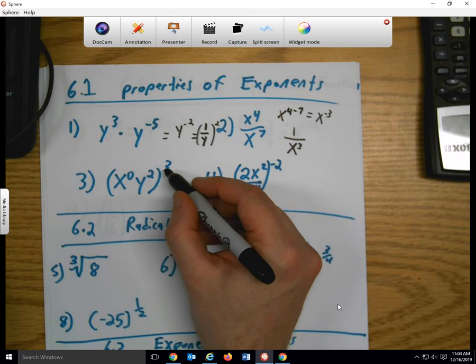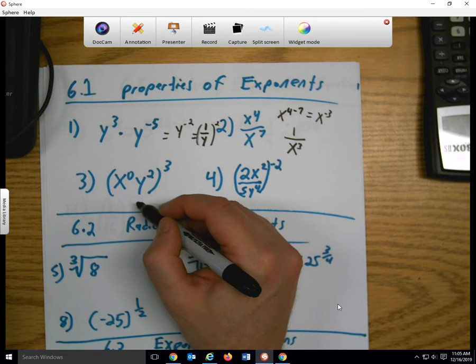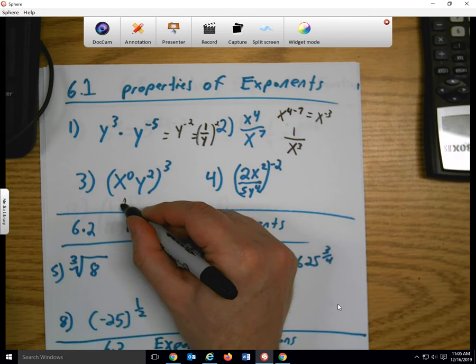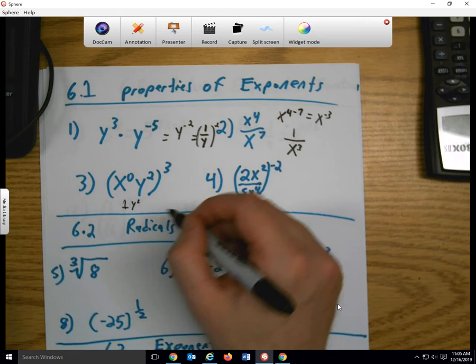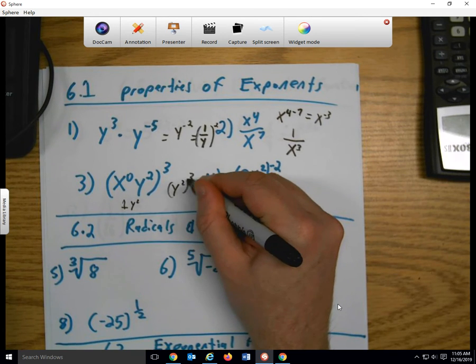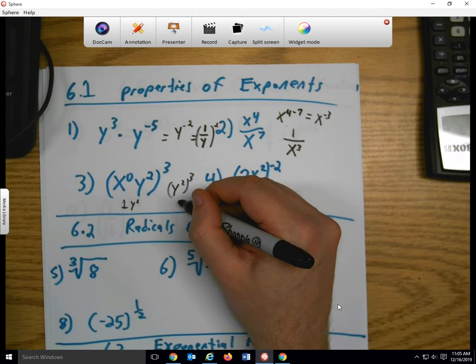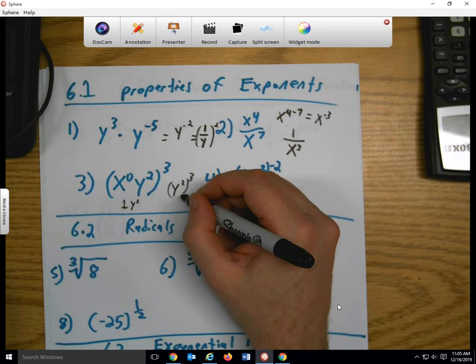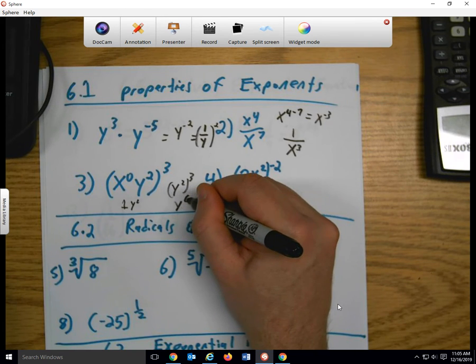This third power is going to go to both. But anything to the 0 power is just a 1. So it's really just 1y squared. But if it's 1y squared, we don't have to write that. We can just write y squared. And then you have a power to a power. And when we have a power to a power, then we multiply. So it would be y to the 6th.